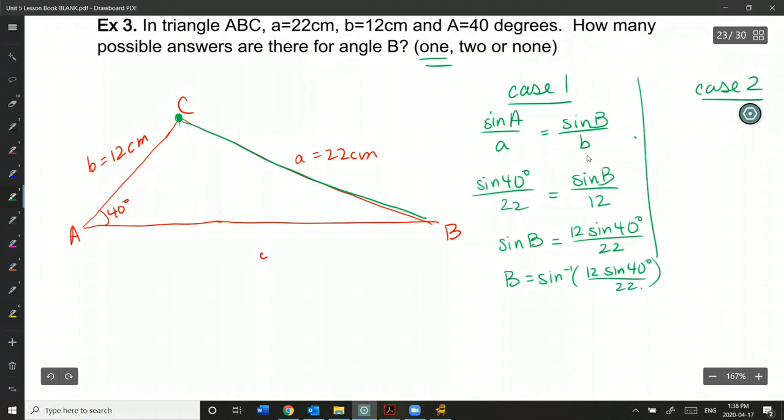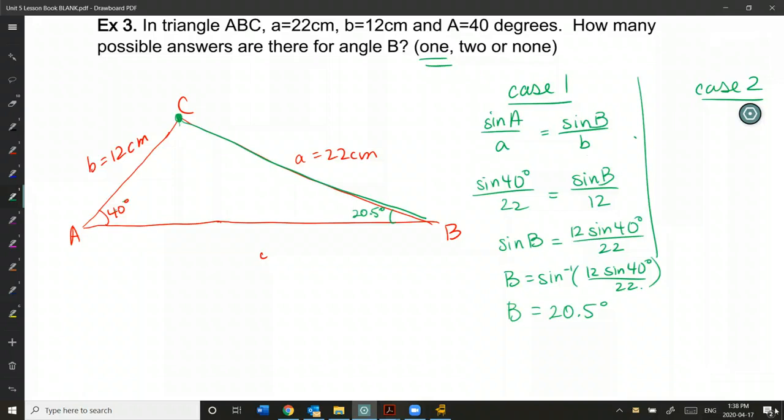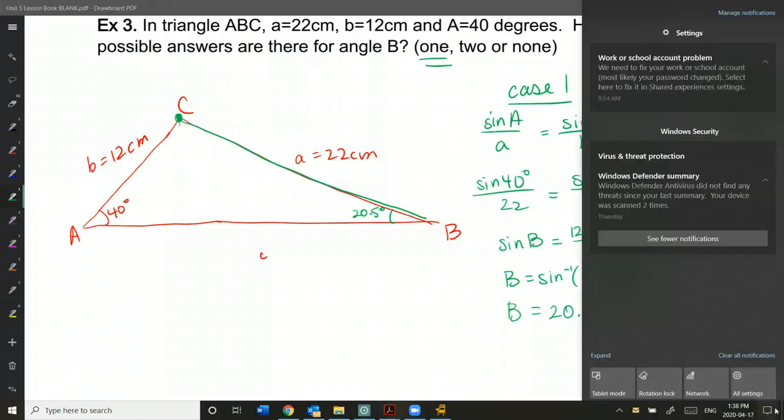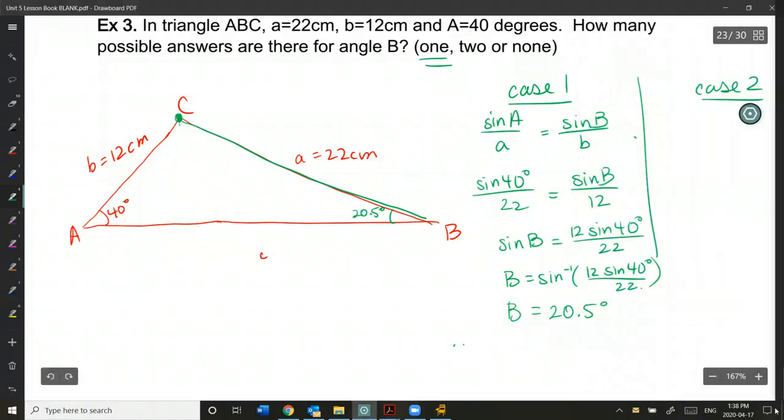Leave all the decimals, or if you need to, write it down and try to enter it in separately. Just make sure you leave a good amount of decimals. So here I'm getting 20.5 for angle B. Now, when you go to calculate case 2, at first glance, it's going to seem like case 2 is actually a possible case. So I'll show you what I mean.